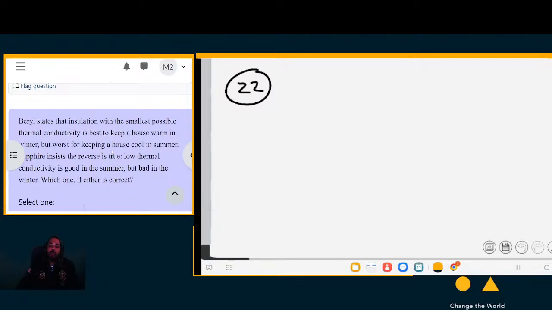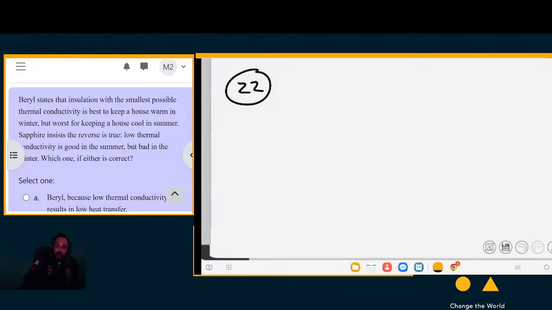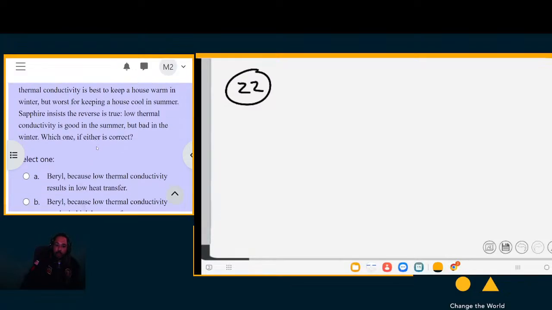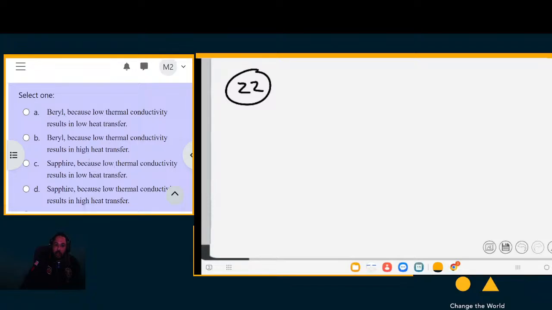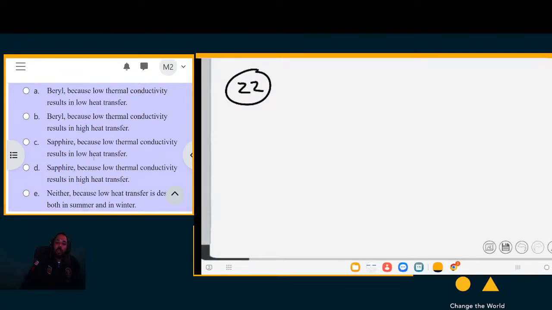Beryl states that insulation with the smallest possible thermal conductivity is best to keep a house warm in winter, but worst for keeping a house cool in summer. Sapphire insists that the reverse is true. Low thermal conductivity is good in the summer, but bad in the winter. Which one, if either, is correct? Is Beryl correct because low thermal conductivity results in low heat transfer? Is Beryl correct because low thermal conductivity results in high heat transfer? Is Sapphire correct because low thermal conductivity results in low heat transfer? Or is Sapphire correct because low thermal conductivity results in high heat transfer?